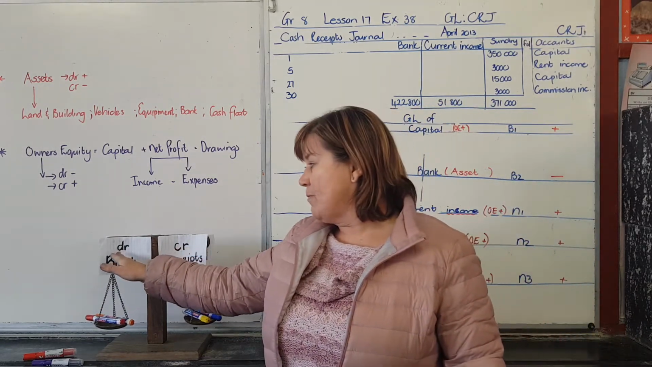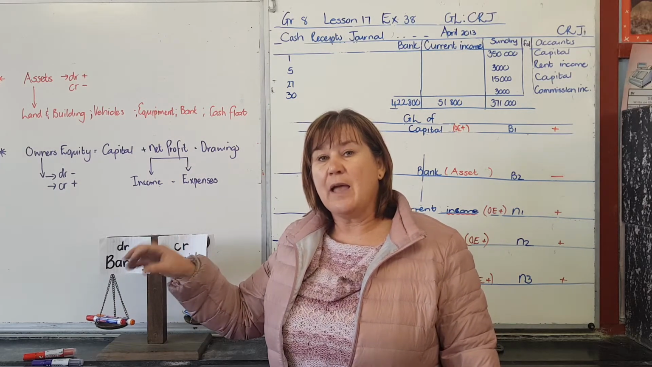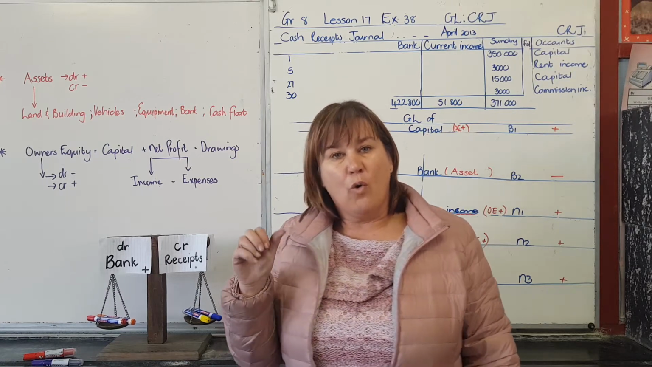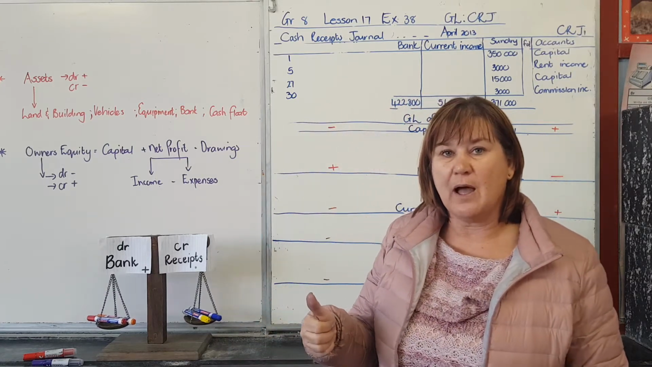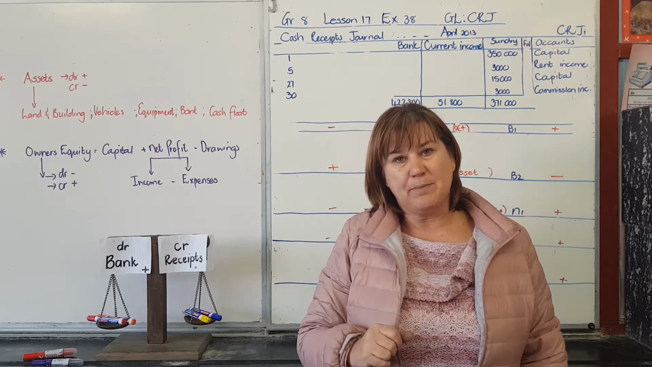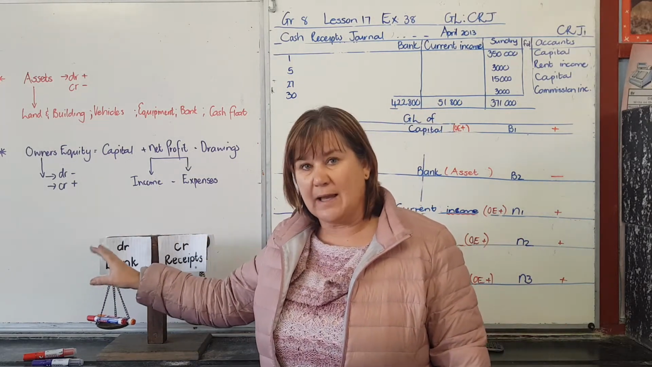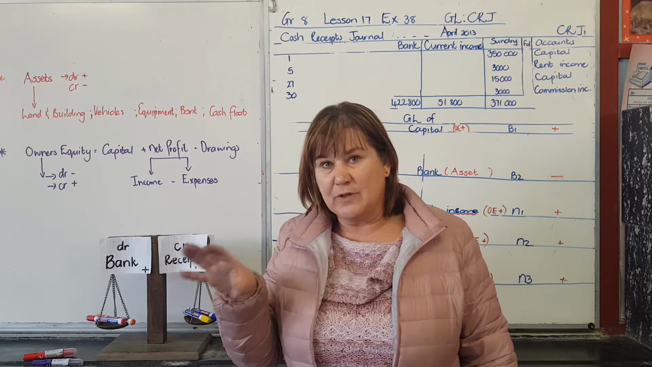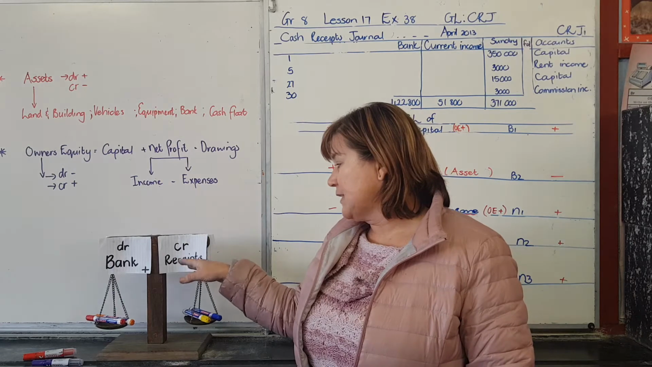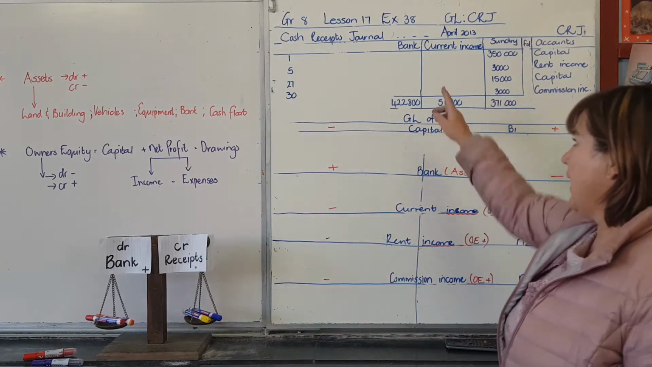So that means your bank's going to be debited because your bank increased. Money came into your bank account. The business bank account increased because either the owner paid money into the bank account, or somebody else came and paid money into the business bank account. And then if you've debited bank, your receipt accounts, the money that you've received, like capital, rent income, commission income, all those receipt accounts will be credited. Alright, so let's start with bank.